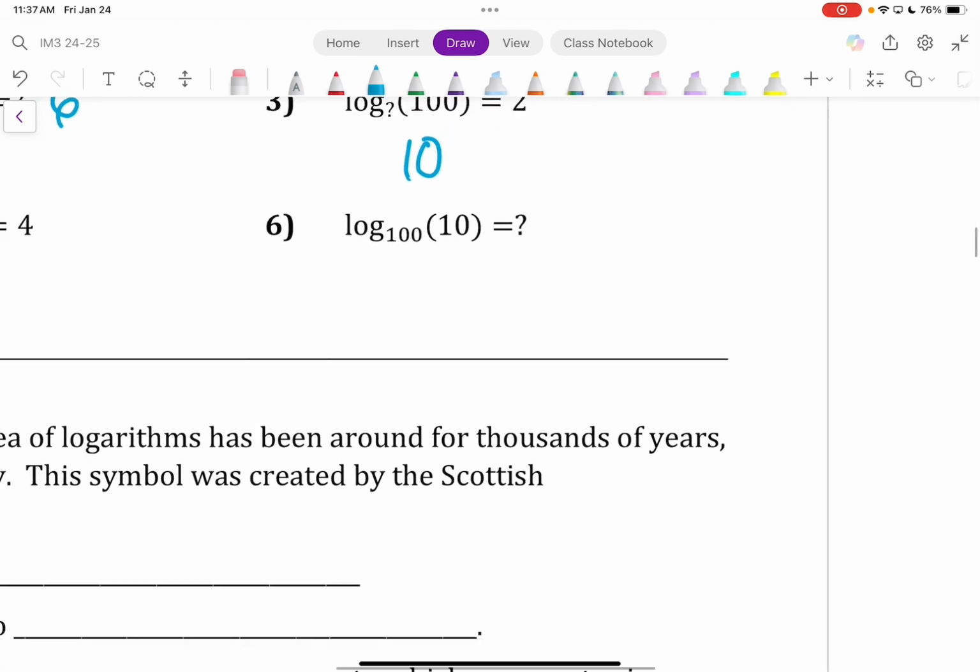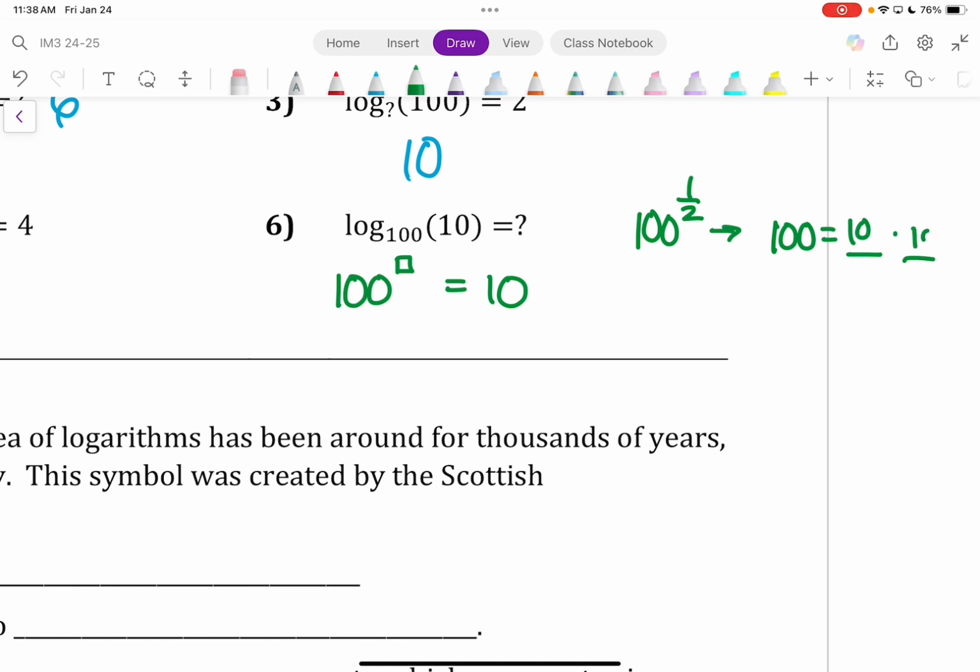Now, the reason why it's a half, let me show you this. You might not have seen this in a while. So we're saying 100 to the power of something is equal to 10. Well, 100 to the 1/2 means 100 is equal to some number times itself 2 times. Well, that would need to be 10 times 10. And we only want one of these numbers. So that is how we get 10. You can use 0.5. We just typically do a fractional approach instead, but either way is fine.